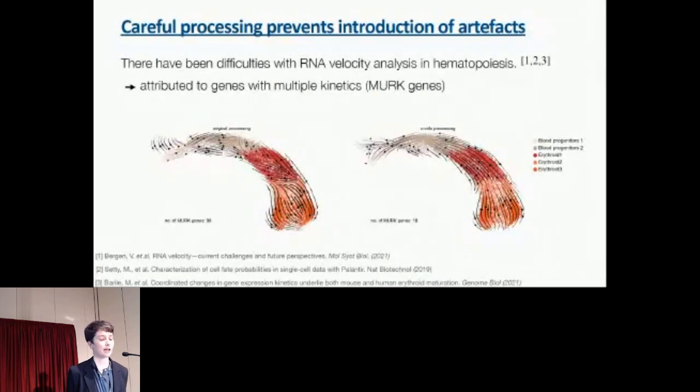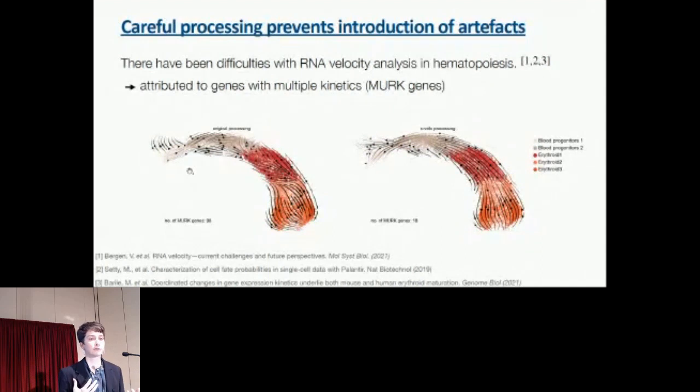Now I want to talk about another issue that the current RNA velocity analysis workflow has that is related to processing. And I think this is nicely exemplified in this data set of hematopoiesis. People have struggled a lot in doing RNA velocity analysis in blood, and this has been attributed in large part to genes with multiple kinetics. What was studied in this data set is a population of blood progenitors that differentiates in the erythroid branch. And what we see is that the recovered velocities are a complete inversion from what we actually expect to see from prior knowledge in this population.